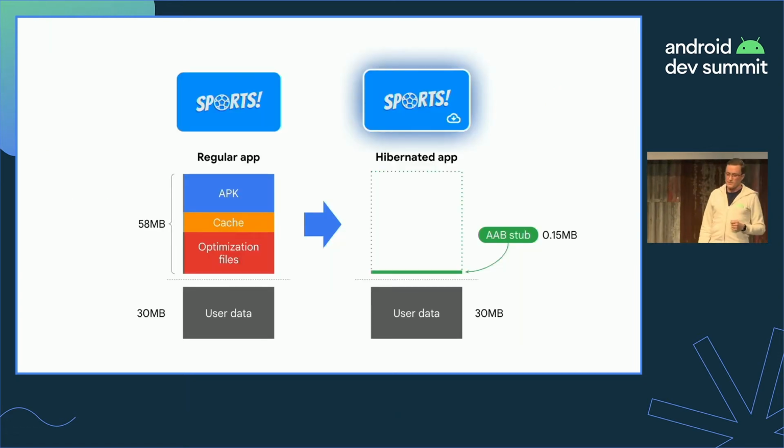Let's take a look at an example. A typical app includes a rather sizable APK, its cache and optimization files, and any user data that it might have stored. So by using app bundles, Google Play can create a tiny stub of just a couple of 100 kilobytes, clearing any cache and avoiding optimization files to free up the majority of app storage. Now notice how the user data is being retained, so users can pick up right where they left off and they don't have to log in or anything after waking your app from hibernation.